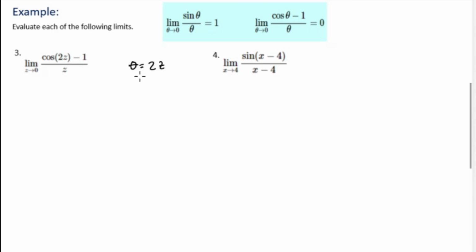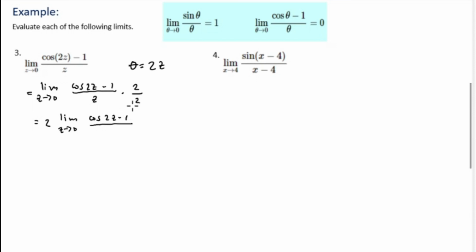And based on the denominator, we have only z. So we need to multiply it by 2 over 2. So this will be the limit of z approaches 0, cosine 2z minus 1, and we divide it by z. Then we multiply it by 2 over 2. The numerator, we have the limit of z approaches 0 of the function cosine 2z minus 1, divided by 2z.